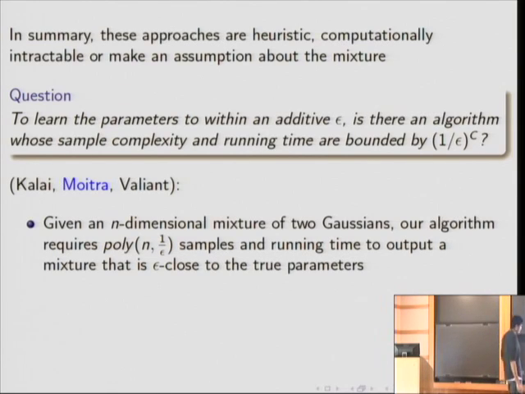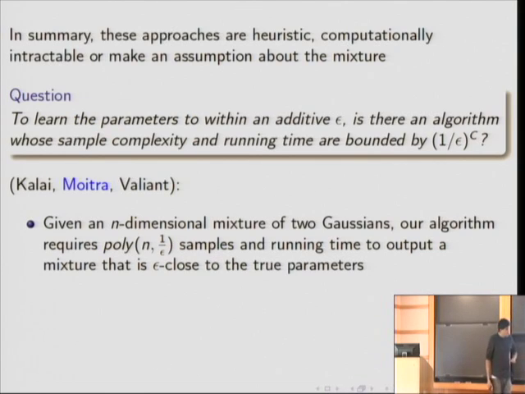And in fact, it returns an estimate which itself is a mixture of two Gaussians, which is close to the true mixture on a component-by-component basis. So there's a matching of the components in our estimate to the components in the true mixture, so that across this matching, the parameters are within epsilon.